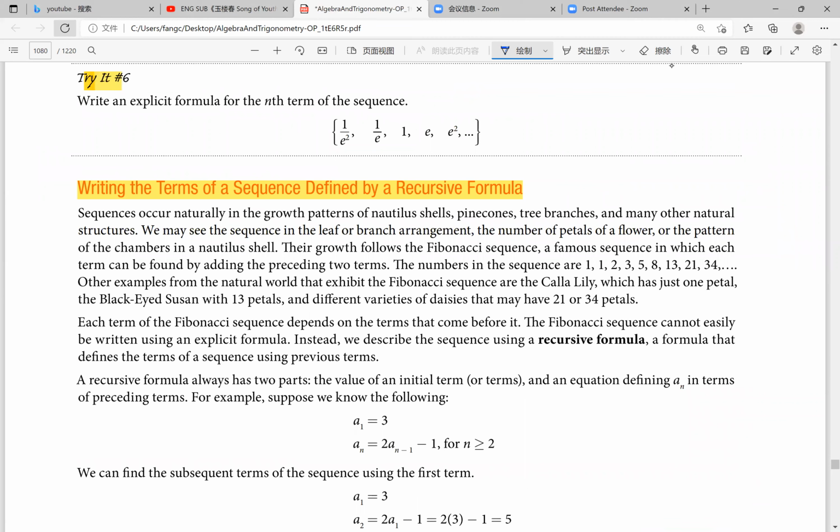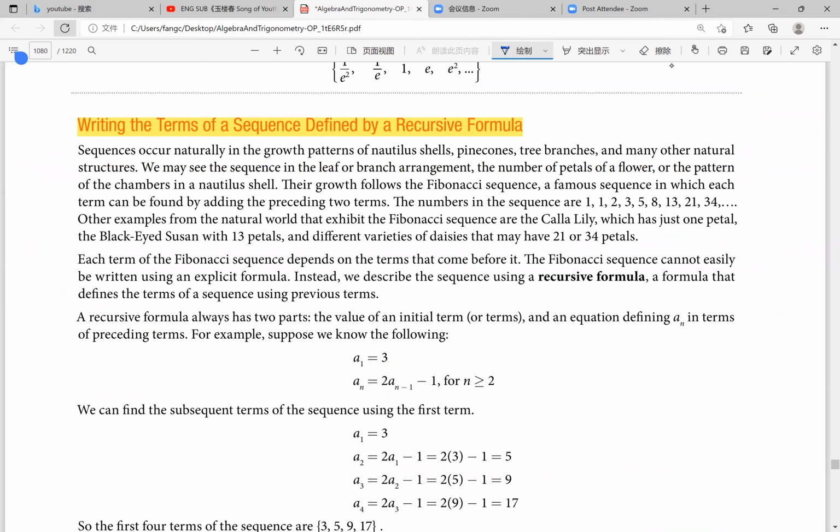Okay, another way to define a sequence is what we call a recursive formula. So the first one is the explicit formula, where the pattern is a_n equals what? And what is the regularity or the rule of the sequence? And another formula, we call it a recursive formula. What is a recursive formula?